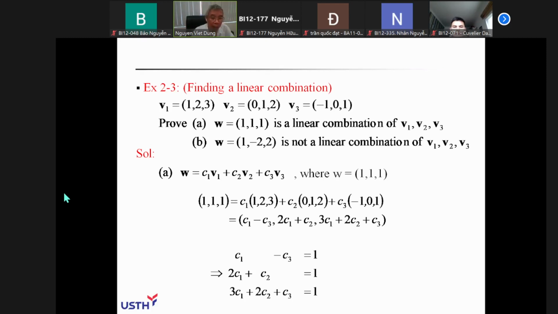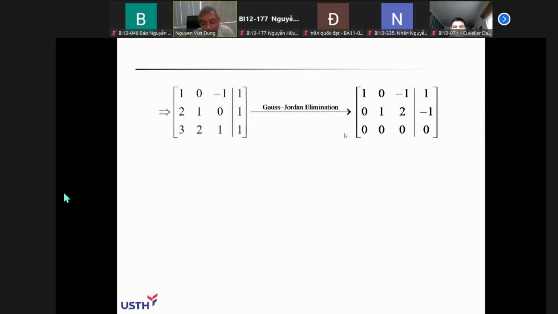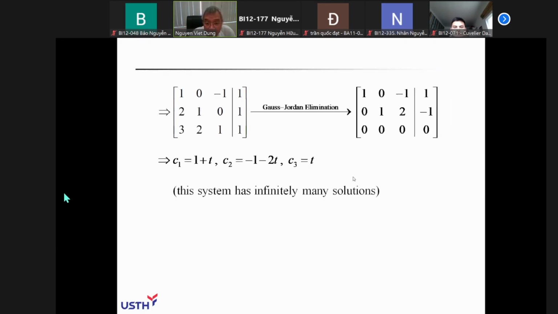We know already that Cramer's rule tells us that if the determinant of the coefficient matrix is non-zero, then the system always has a solution. And if we apply Gauss-Jordan elimination, we get this, and that will give us that the system has infinitely many solutions. Also, if you take t equal 1, you can get, for example, W equals 2 v1 minus 3 v2 plus v3. It means that W is a linear combination of v1, v2, v3.